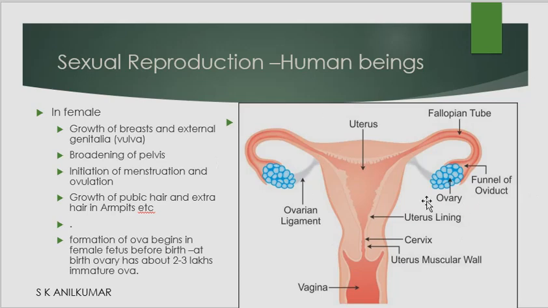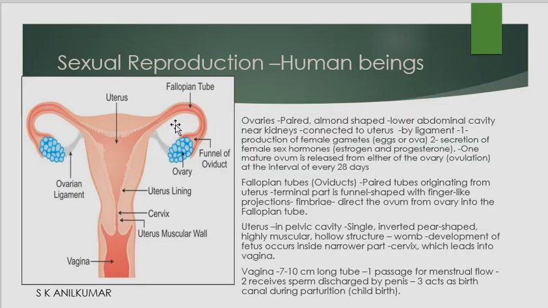Now, what are the parts? The uterus is a part, and the fallopian tube, the funnel or the oviduct, connects the uterus to the ovary. The ovary and uterus are the important parts, and the fallopian tube is a connecting tube. The uterus lining ends in the cervix, which leads to the uterus muscular wall and vagina. Through the vagina, the sperm is received, and childbirth also happens through the vagina. So these are the parts of the female organ.